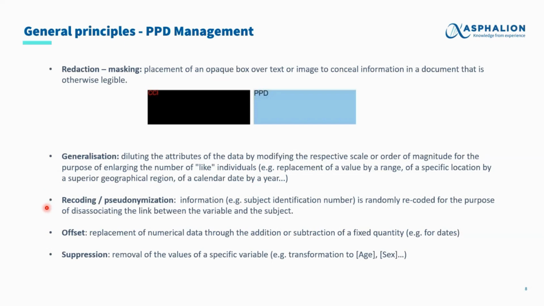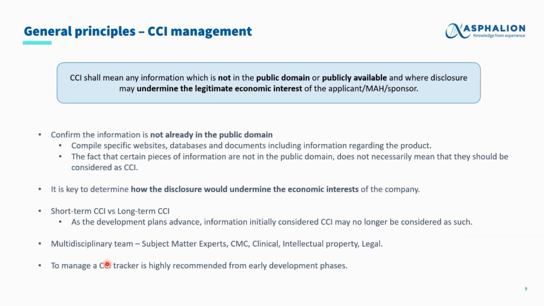Another will be recoding or pseudonymization, just to randomly recode the information about subjects. Offset could be related to dates, where these dates differ by some fixed quantity, but maintaining the relationships. And suppression, just to remove the information and instead mention the specific category of the variable.